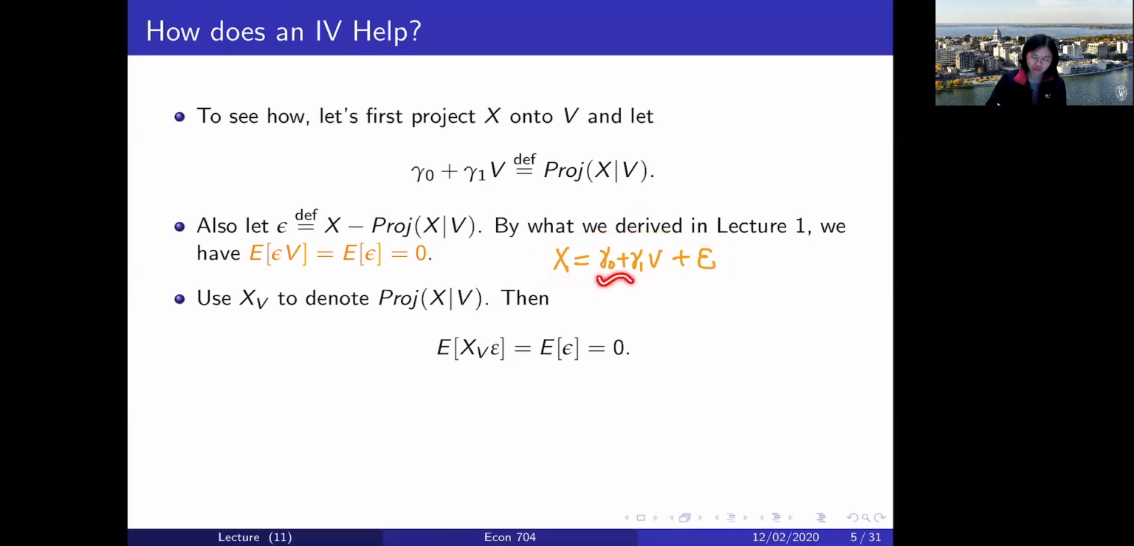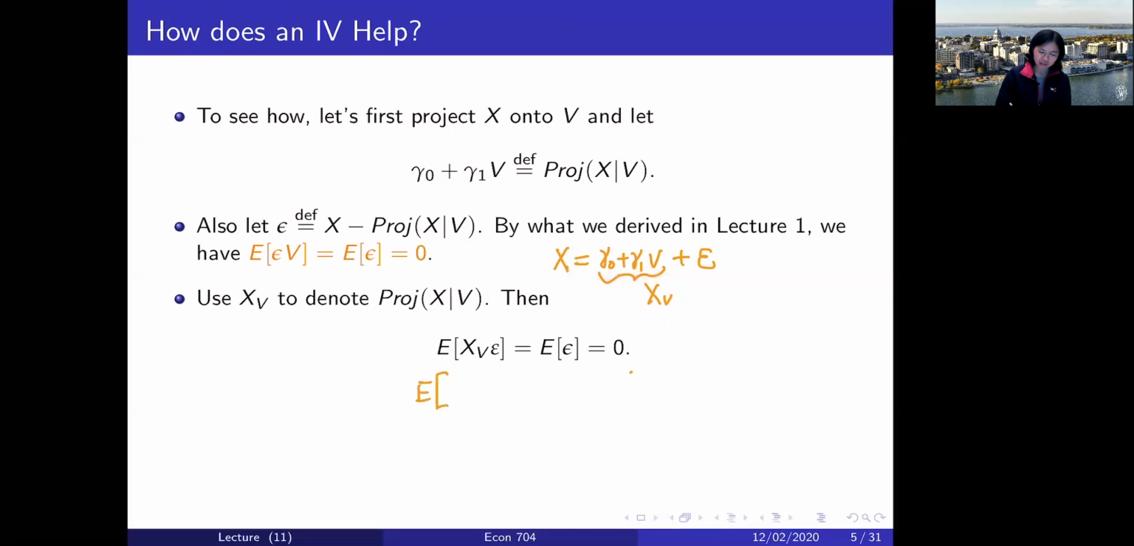Now we're going to call this projection x_v. We define a new random variable x sub v to be gamma 0 plus gamma 1 v, the projection of x on v. So x_v is clearly a non-random linear function of v. Because v is orthogonal to epsilon, this linear function x_v must also be orthogonal to epsilon.